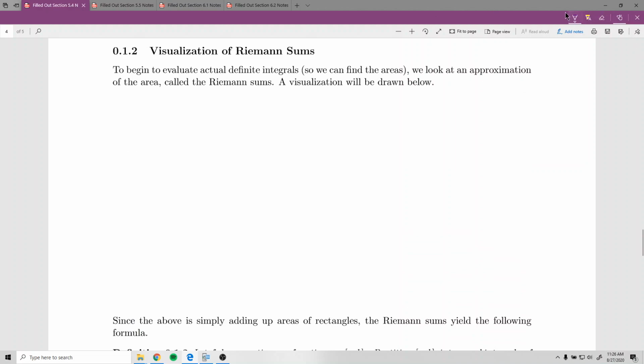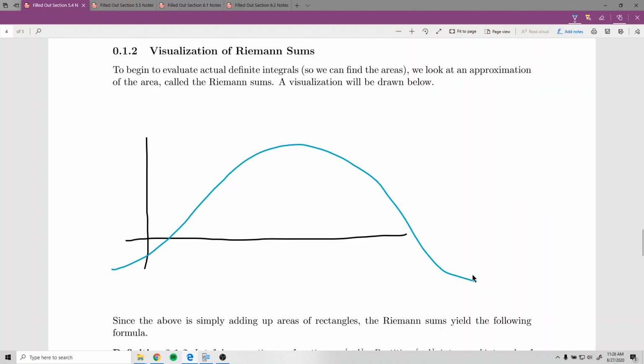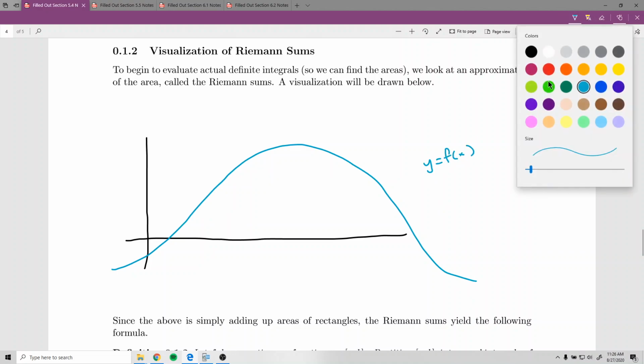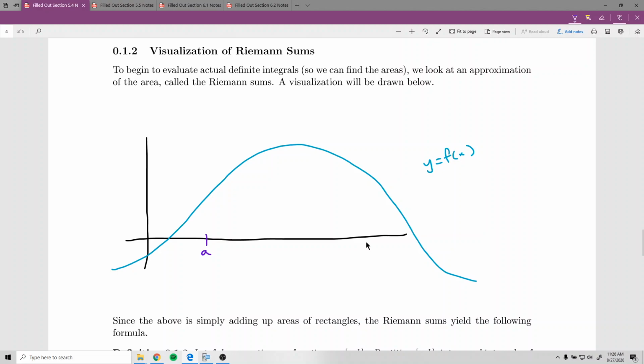All right, so to begin to understand Riemann sums, to begin to understand how the definite integral actually works, in the next section we do something called a Riemann sum. And I'll just kind of draw the similar picture that I drew before. Say our graph looks like this. And we have A and B. So it's just easiest to look at it above.